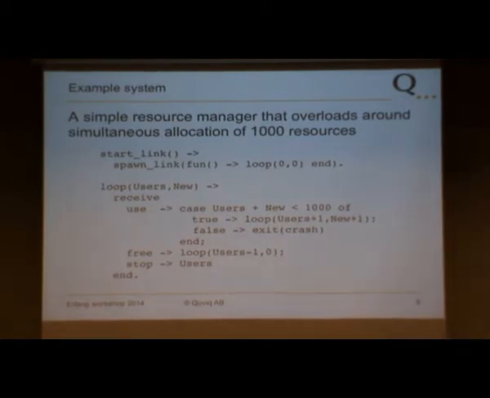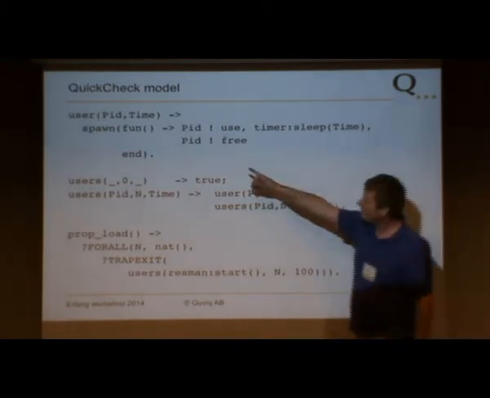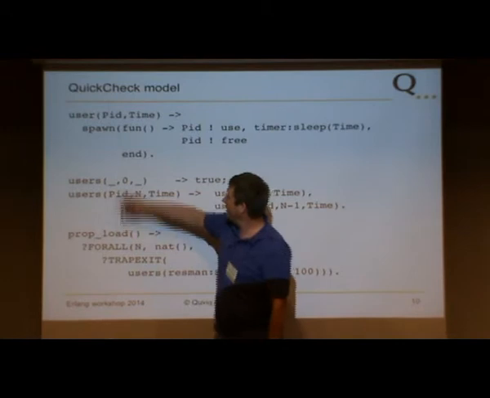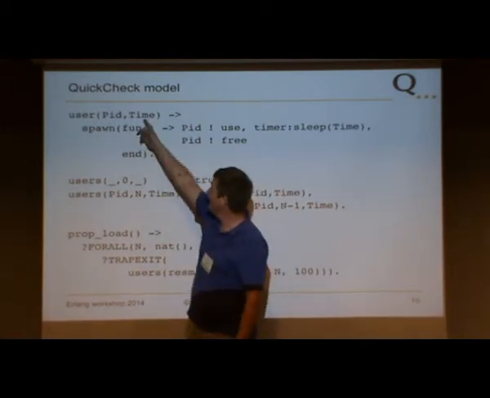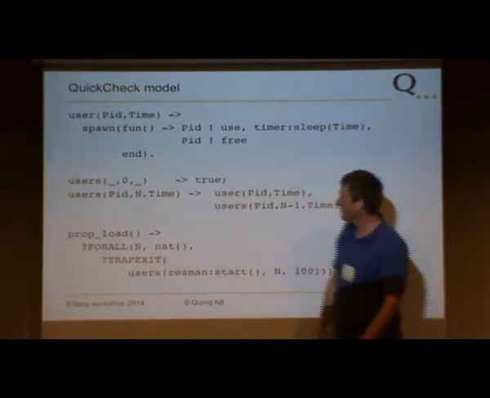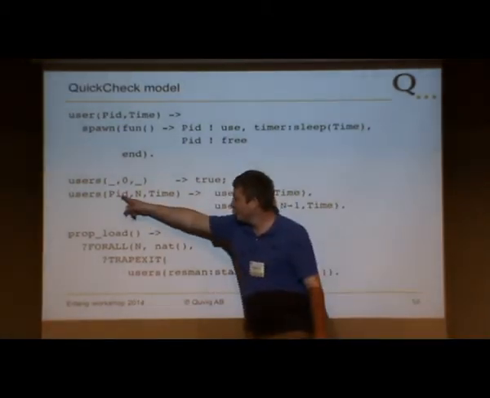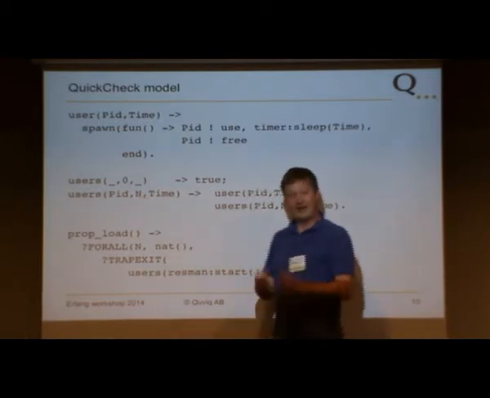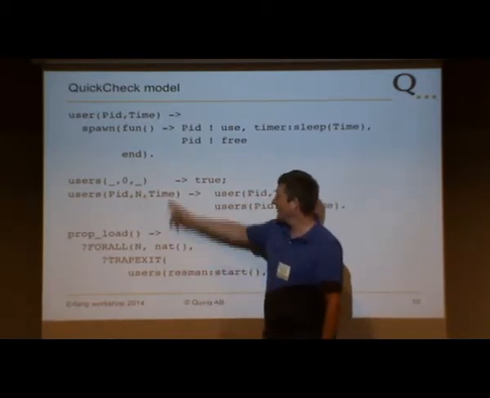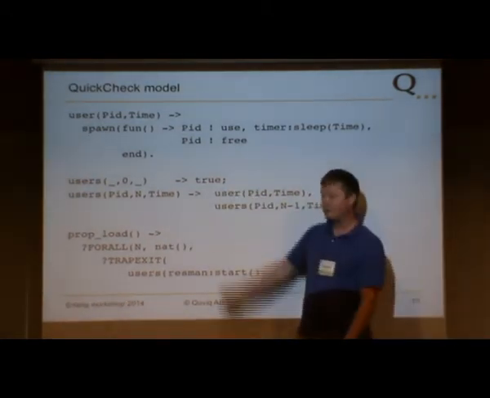So this landscape is going on. Right, we are going to test this. We are going to do naive quick check testing, because some people think you can use that. So we make a user. It gets the process identifier of the resource manager as input and the time that it should keep the resource. We use the resource, we sleep for a while, and then we free the resource. If I want to spawn off a number of those users, I use the users function, which gets the process identifier of the resource manager, and n, which is the number of users I want to spawn, and the time. I call this user function and I recurse. In the end, I return true because quick check likes true.